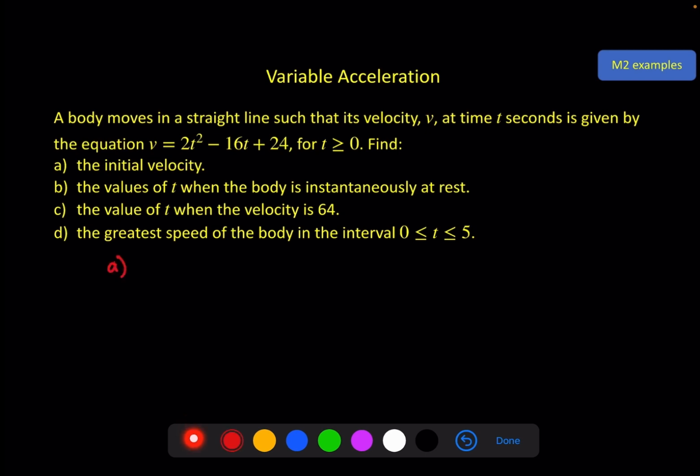For the initial velocity, that's just when the time is equal to 0. Substitute that into the equation, we get 0 minus 0 plus 24. So the initial velocity is 24.